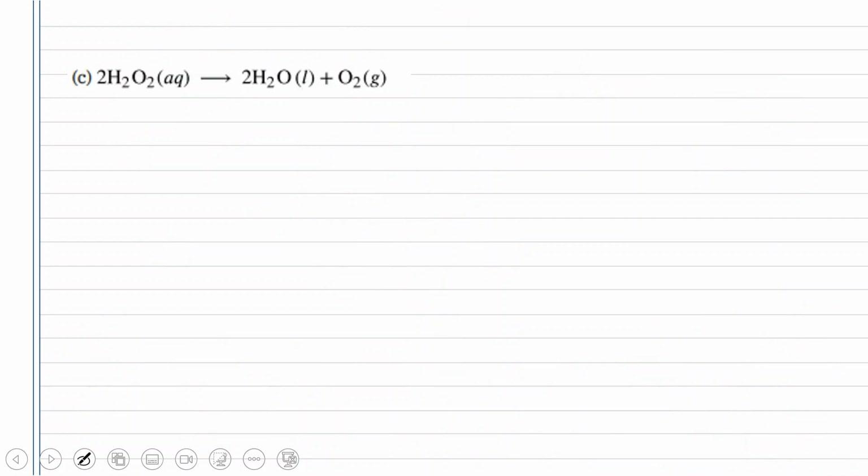I want you to look at this. I'm going to ask all of you, what do you think about this? Is this going to be a redox reaction? Take your notebook right now and look at this carefully. Do you think it's a redox reaction, and why? Do you think it's not a redox reaction, and why? Your understanding is very important here.